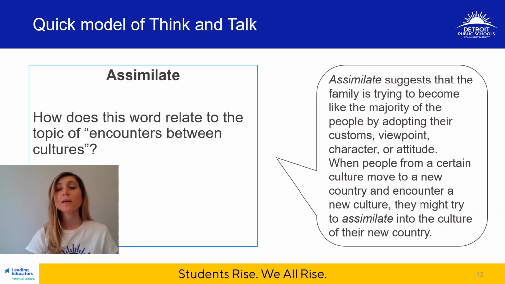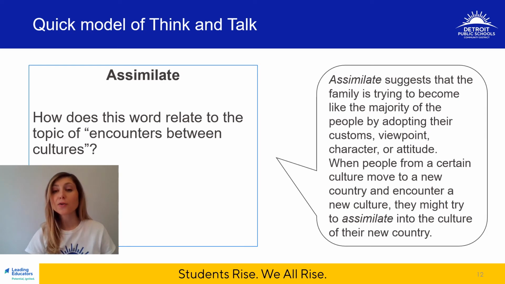Let me provide a model of thinking and talking in this instance. Let's go after the word assimilate, which is actually located in paragraph 9 of the text. So for example, we're going to ask, how does this word relate to the topic of encounters between cultures? My initial thoughts led me to, it suggests that the family is trying to become like the majority of the people by adopting their customs, viewpoint, character, or attitude.